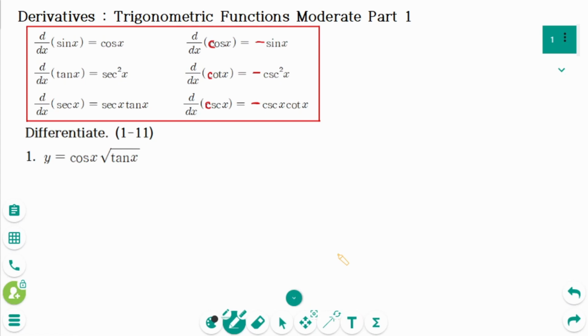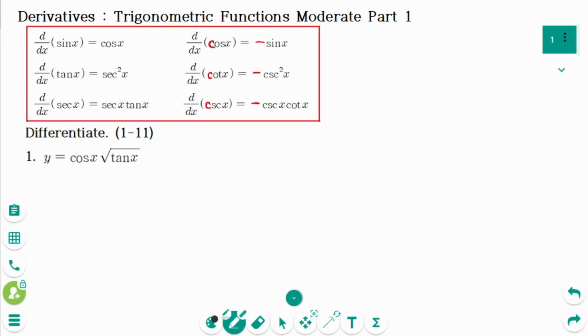This video will cover moderate part 1 questions regarding the topic of derivatives of trigonometric functions. From now, derivatives of trigonometric functions will be getting difficult. If you find it hard, please review chain rule first.